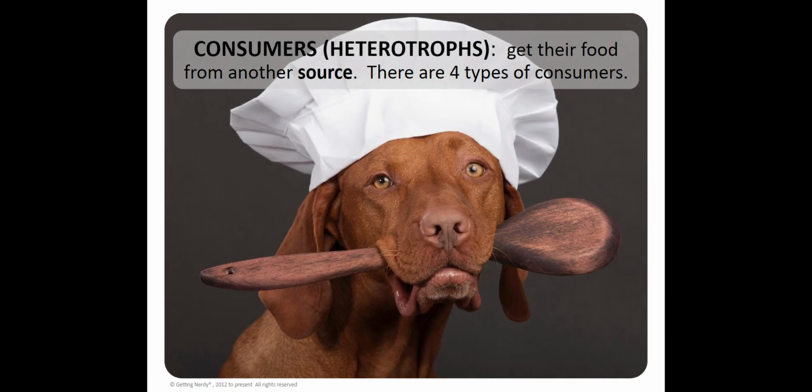Next up, we have consumers. On your notes below the shark, you'll see consumers, and they are also called heterotrophs. They get their food from another source, so they can't make their own. And there are four types of consumers.